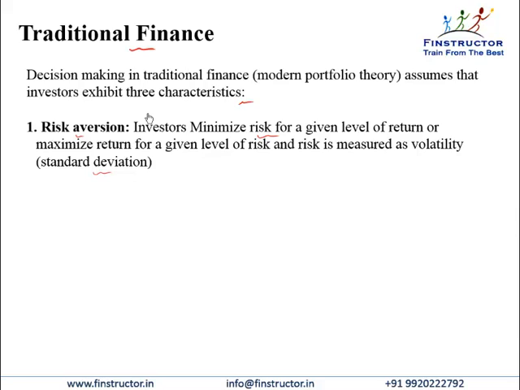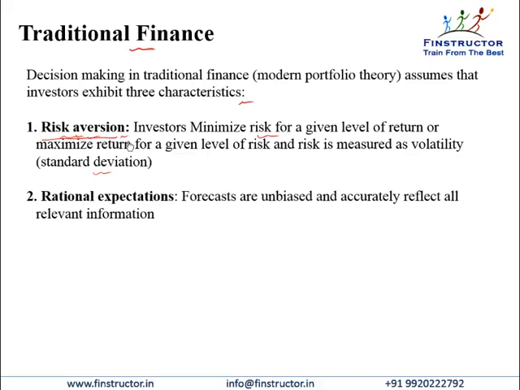We studied earlier that behavioral finance argues for loss aversion, and it says that investors may or may not always be risk averse. Under different situations, the same person also can be risk seeking, risk neutral, or risk averse. Traditional finance, on the other hand, assumes that all investors at all points in time are risk averse.